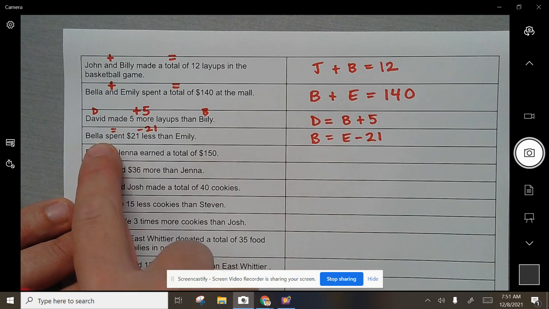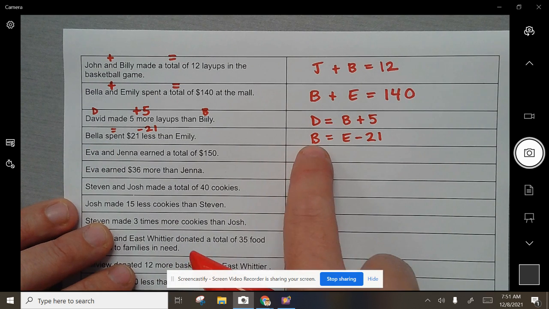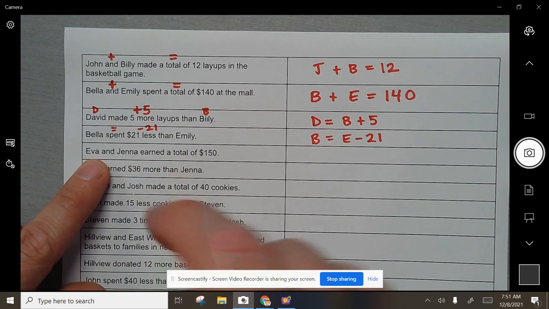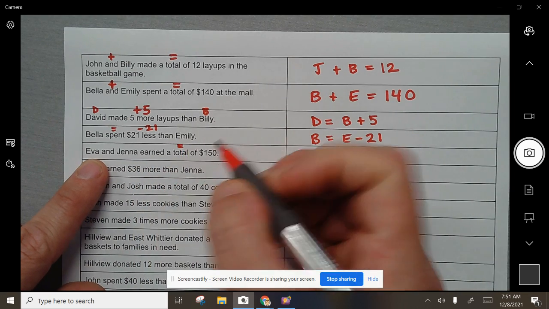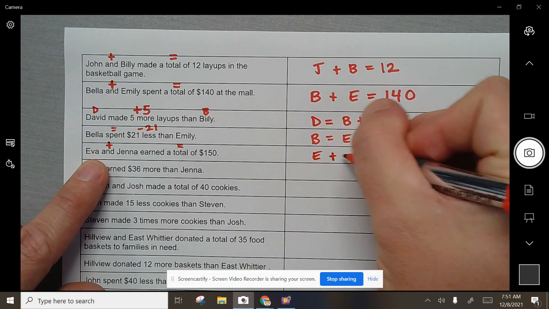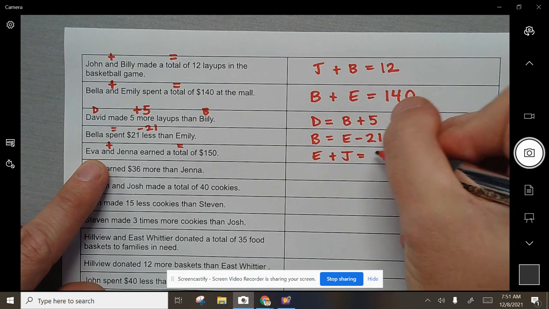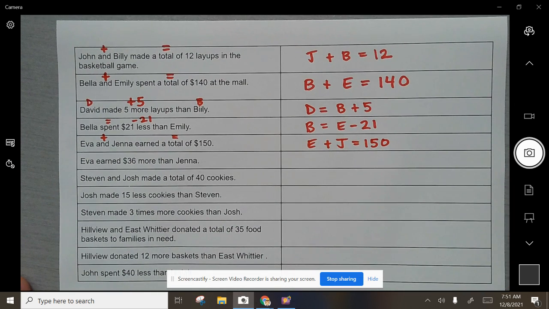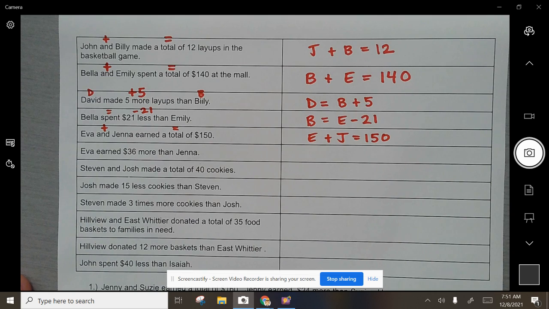What are we talking about? We're talking about Bella. That's going to be our equals, all right? Eva and Jenna earned a total, we know, is an equal sign. Eva plus Jenna equals 150. All right?